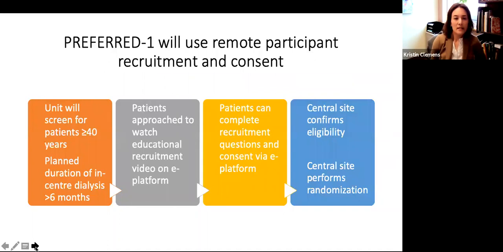And then the last piece here is that we are going to use remote participant recruitment and consent. We'll try to keep this as streamlined as possible. Our hope is that our unit will be able to screen for patients by age, and then our nephrology colleagues or nurse practitioners may help to identify those who are expected to continue with in-center hemodialysis. Then this group of patients will be approached to watch an educational recruitment video on an e-platform accessible on an iPad. Within this e-platform, if they're interested after watching our video, patients can complete a few extra recruitment questions, and we'll have a link to our consent form if the study is of interest to them. Then back at our central site, our research assistants will help confirm eligibility and then perform randomization. And next slide.